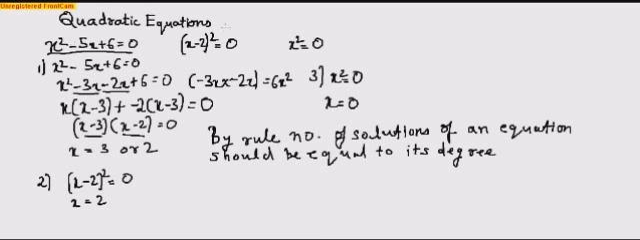In this equation, once again, if we expand x minus 2 whole square, we get x square minus 4x plus 4 equal to 0. So once again, this is an equation with degree 2. Similarly, this also is an equation with degree 2 because once again the variable x has the highest power 2. Now, by our rule, the number of solutions of an equation should be equal to its degree, which is okay in this case, but not okay in this case because here we are having only one solution while the degree is 2. And same here, we are only having one solution when the degree is 2.